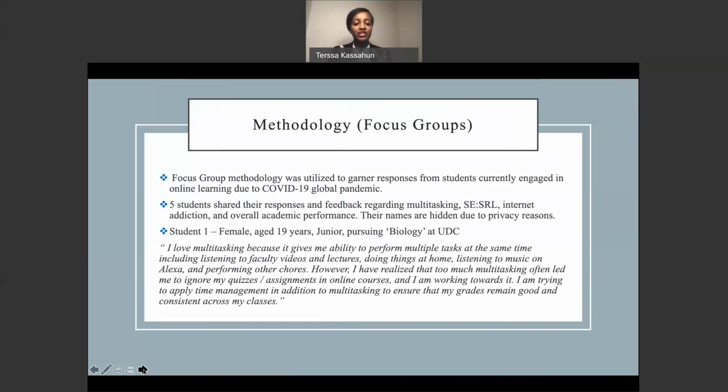Due to the time constraint, I'm just going to read the first student, a female, age 19, junior, pursuing biology at UD. She said, I love multitasking because it gives me the ability to perform multiple tasks at the same time, including listening to faculty videos and lectures, doing things at home, listening to music on Alexa, and performing as a course. However, I realized that too much multitasking often leads me to ignore my quizzes and assignments in online courses, and I'm working toward it. I'm trying to apply time management in addition to multitasking to ensure that my grades remain consistent across all my classes. She kind of shows the hypothesis to be true.